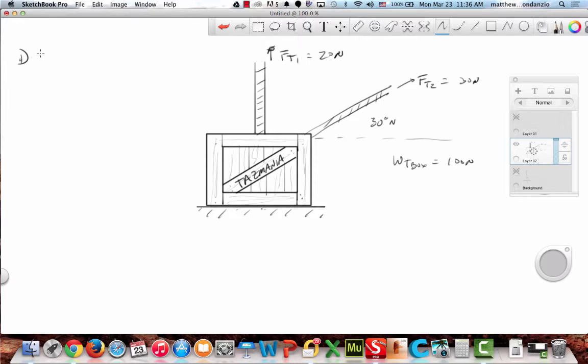So I want you to do two things. One, draw me the free body diagram. And two, start with your top level equations and solve for the normal force. Go.